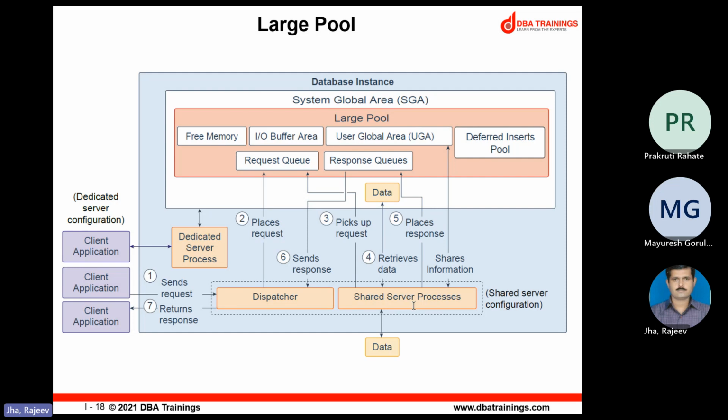Then they go to the UGA. The UGA contains information about the client session, and they will reserve the UGA, noting who has requested it. After that, your request comes to the final stage here: place response. After the request is completed, the shared server process places the response on the calling dispatcher's response queue. And finally, the response is sent back to the dispatcher, like here. Now the dispatcher will send the response back to the requester. So this is the internal process by which the large pool works.